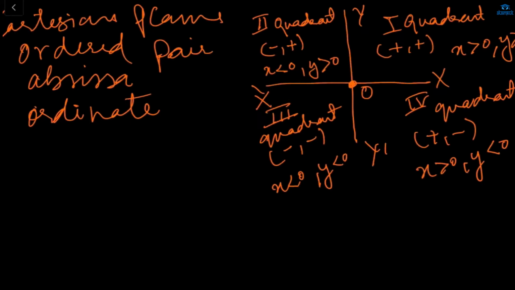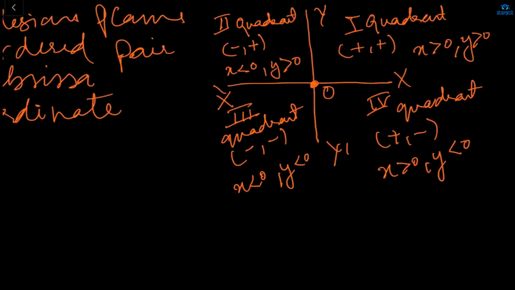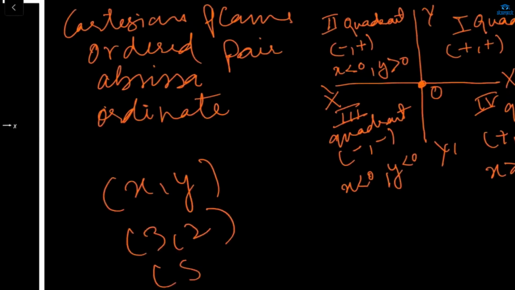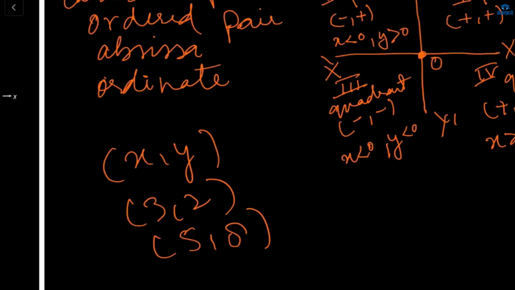Now the first quadrant is on your top right side, and here both x and y will be plus. First we will discuss the ordered pair. Can you tell me what an ordered pair is? Anybody? Adam, can you tell me? Ma'am, an ordered pair has a fixed order that it follows. Like you can write x comma y, 3, 2, 5, 8. These are ordered pairs, and we call these coordinates actually.